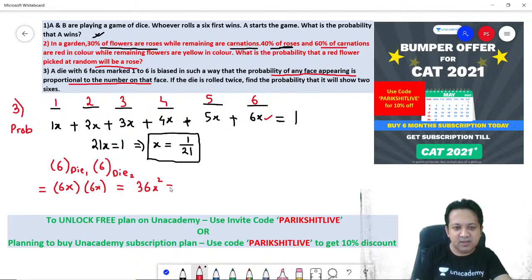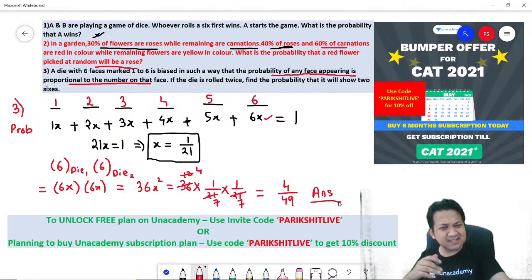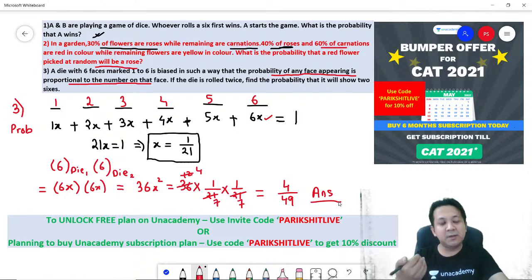Correct? So please substitute the value of x. x is 1 by 21. So 36 into 1 by 21 into 1 by 21. Correct? So please do the calculations. 3 12s are 36, and 3 7s are 21. 3 4s are 12, 3 7s are 21. So the answer for this is 4 by 49. 4 by 49. Do you follow this? I think it's pretty easy, and it's a wonderful question which has come in a previous year paper. Any doubt in this? Clear?